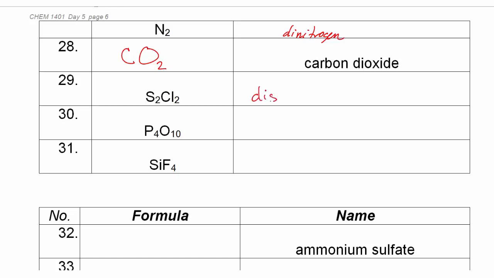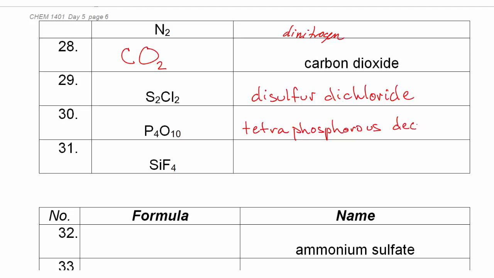Disulfur dichloride. 4 is tetra, phosphorus. Remember, spelling counts. Tetraphosphorus decoxide. And you can write decaoxide if you'd like. That's fine too. Silicon tetrafluoride.